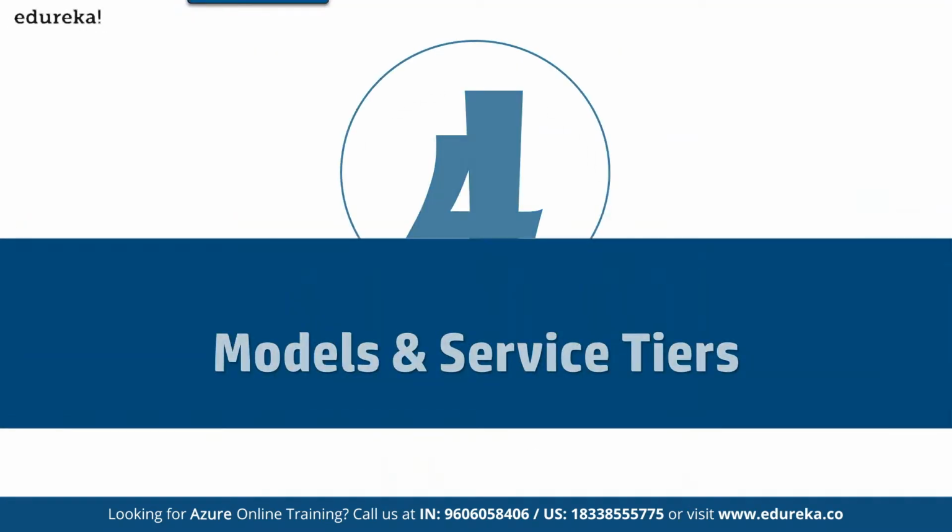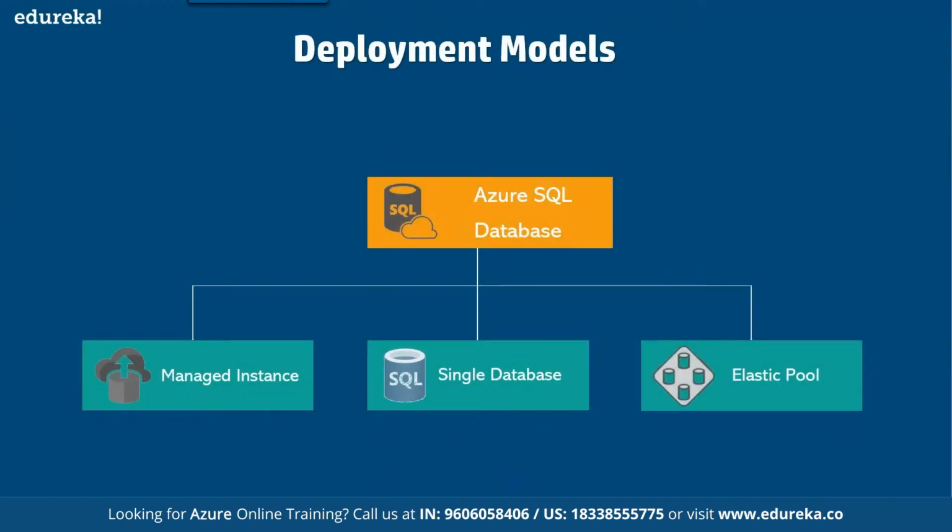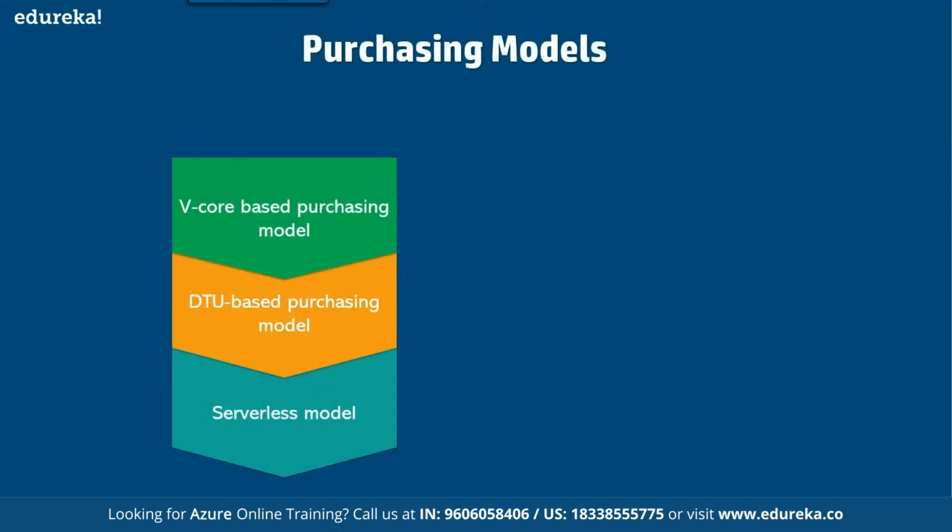Next one is models and service tiers. In this case it has three models: the managed instance, the single database, and the elastic pool. Let's talk about that in a bit more detail in a bit. These are the three purchasing models that it supports. First is vCore based, second is DTU, and third is the serverless mode. However, in the majority of cases we go with serverless, specifically if you don't have to evaluate and you already have a solution defined and want to implement it directly.